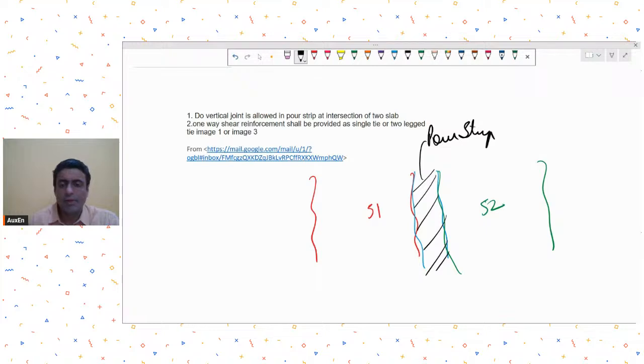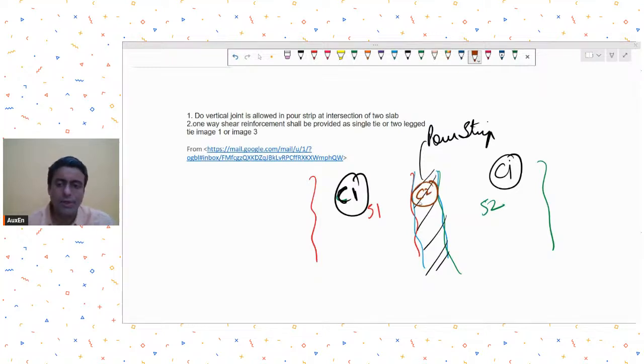Now we all know why we may be requiring a pour strip, because we want to avoid differential settlement, or we want to avoid temperature stresses or any other issue like that. Pour strip means that the slab panels will be cast at a different time, and the pour strip will be cast at a later time. That is the meaning of pour strip: we leave this space empty and cast it later.